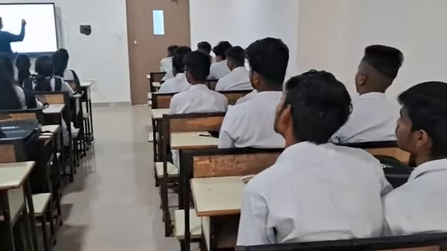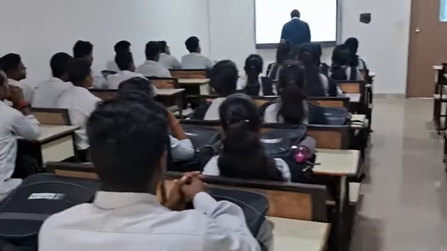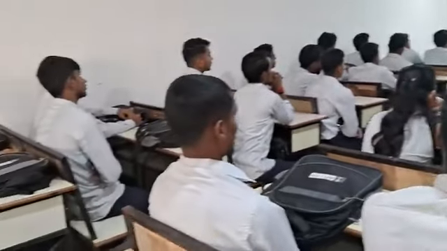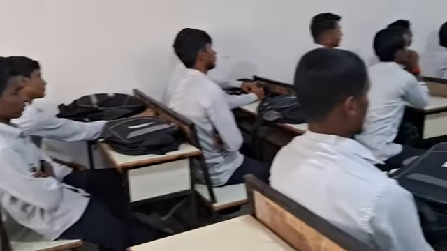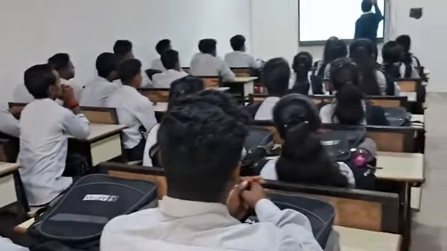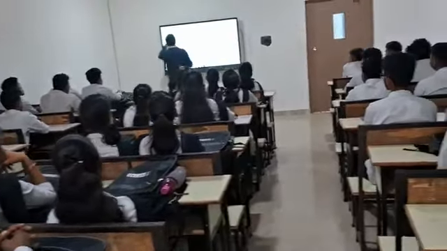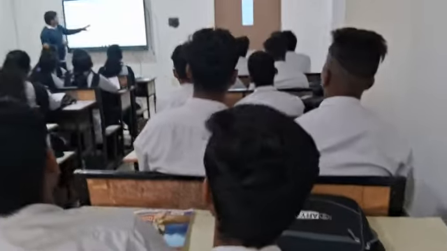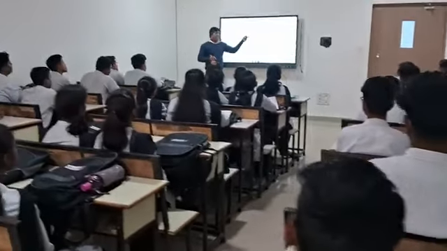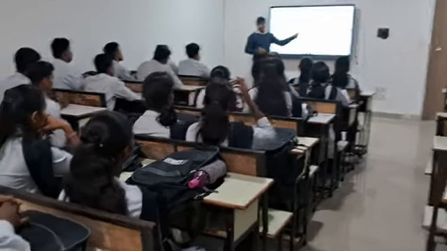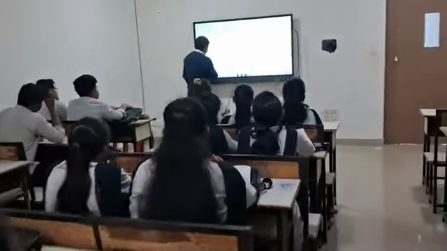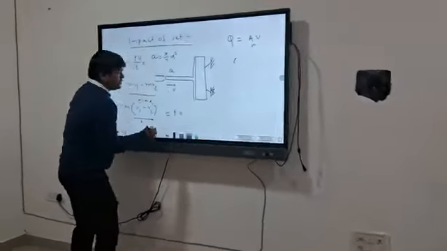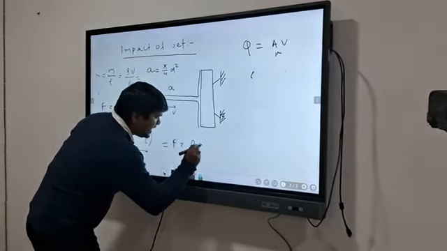And Q, if you remember, the flow rate, is nothing but area into velocity. So mass flow rate is rho into Q, so rho A V. So what is the mass flow rate of the jet here? Area is A, velocity is V, and rho is density. So if we write, let's say, force is equal to mass flow rate, which is rho into A into V.